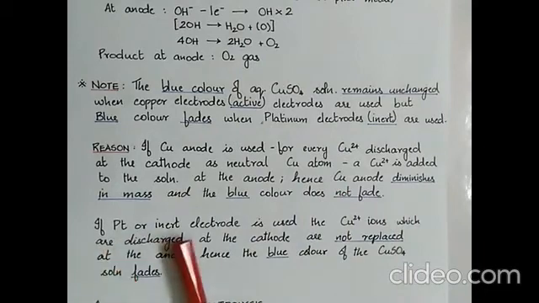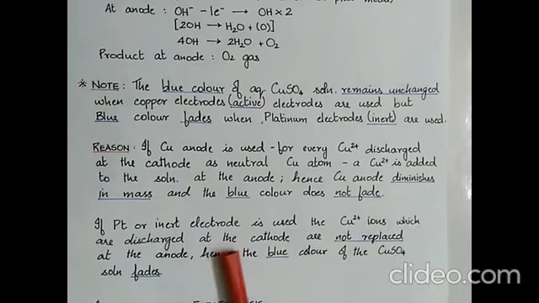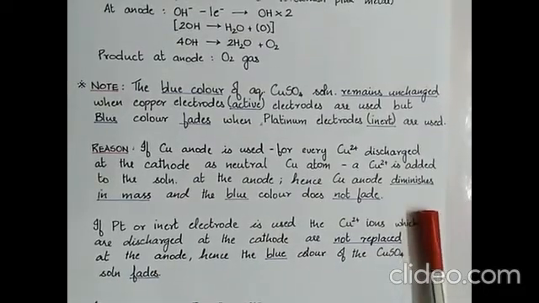If platinum or inert electrode is used, the Cu2+ ions which are discharged at the cathode are not replaced at the anode because the anode does not take part in the reaction here, as it is an inert electrode. Hence, the blue color of the copper sulfate solution fades. The important question asked is give reason in exam.